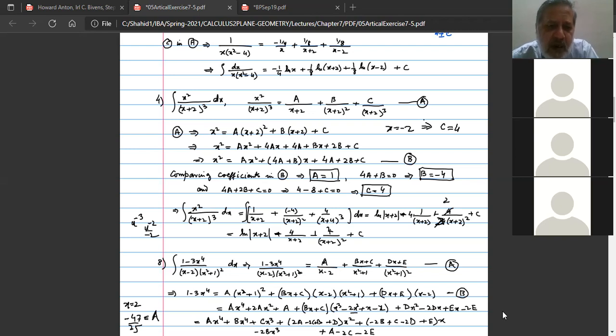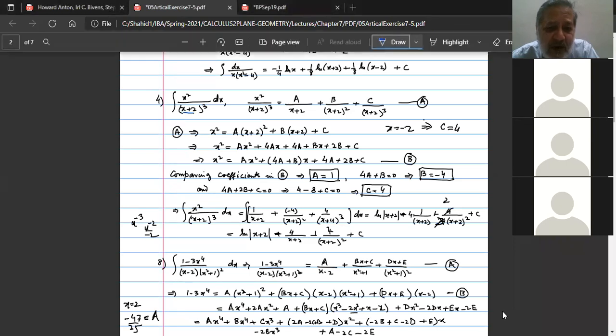Coming back to this, numerator has degree 2, denominator has degree 3, but the linear factor is repeated 3 times. So x square upon x plus 2 whole cube के partial fractions होंगे constant upon x plus 2 यानी linear factor की एक power, constant upon linear factor की 2 power, constant upon linear factor की 3 power, 3 ही तक थी, अगर 4 होती तो constant upon linear factor power 4.